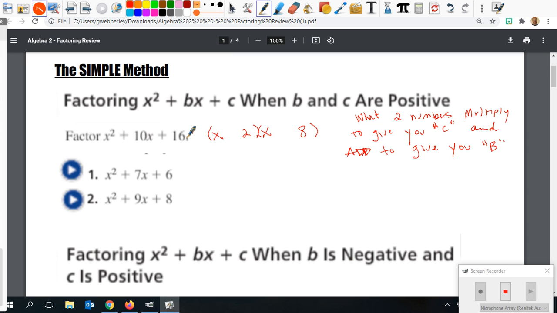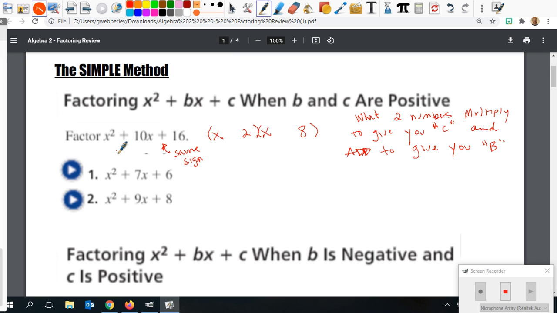Now about the signs that are inside here. Since C is a positive, we will always have those signs be the same sign. They have to be the same sign because positive times positive would give us positive, and negative times negative would give us positive again. When they have the same sign, it results in a positive. We have a positive 16. So 2 and 8 have to be both the same sign to multiply and get a positive 16. Well, are they both positive or both negative?